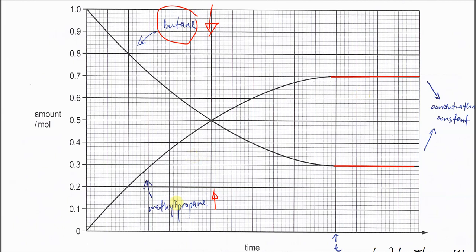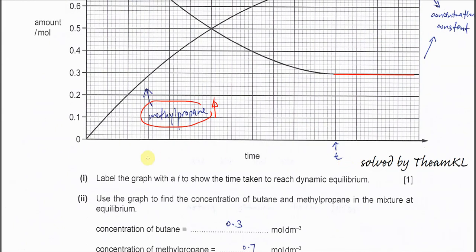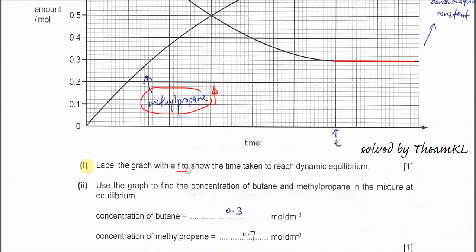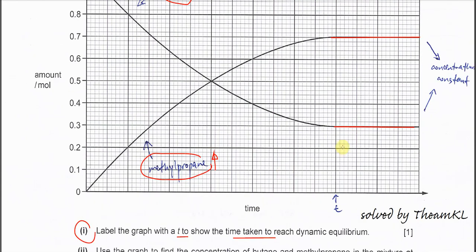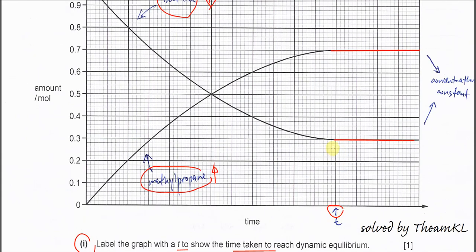From this graph we know that the one going up must be the one that is formed. Methylpropane is a product, so this curve must belong to methylpropane. The one going down must be the reactant because it is consumed, so we know that this curve is butane. Label the graph with T to show the time taken to reach dynamic equilibrium. Very easy, this point. After this point, constant concentration is achieved.